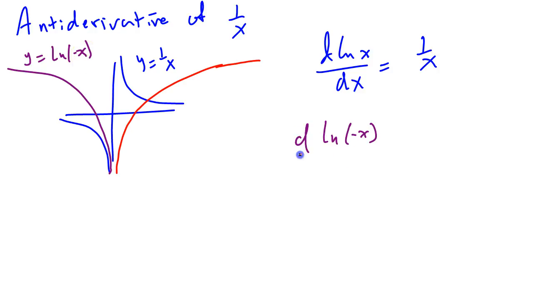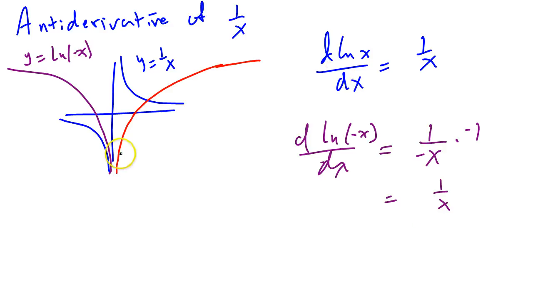But if I take the derivative of this, this would be 1 over minus x, and then the chain rule says times the derivative of the inside. Well, the derivative of the inside is minus 1. Well, that's just 1 over x. The derivative of the natural log of negative x is 1 over x. Both of these have the same derivative, but they're defined on different domains.